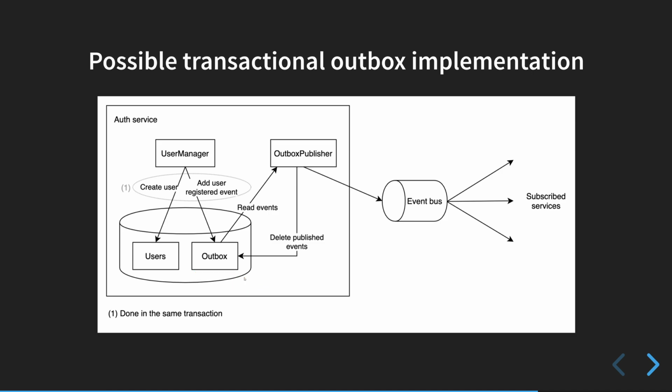But like we saw, because we want to send them reliably, if we create a new user, we insert a new event in the outbox. Or if we update a user, we insert a new event. If we delete a user, we insert a new event. But this needs to be done in the same transaction.